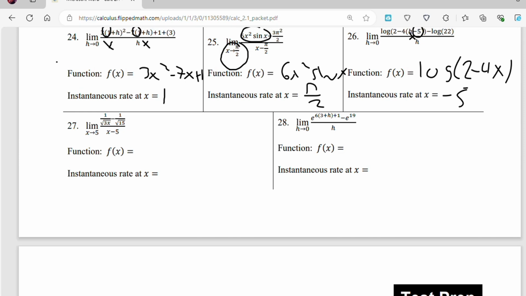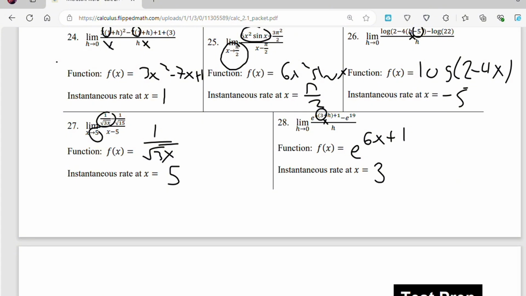27. Form, you tell me. Right, f of x. That is your indicator that this is your f of x. And again, x approaches 5, so that is your instant rate. Here, again, it's the same thing, right? You have your h plus or h minus something. That is your x. E to the 6x, don't forget the 1, plus 1. And this right here, that is where your instant rate occurs.